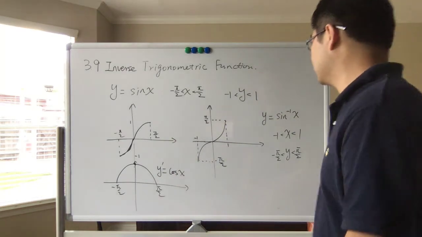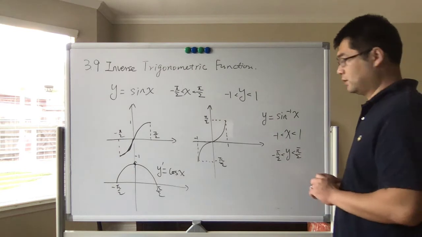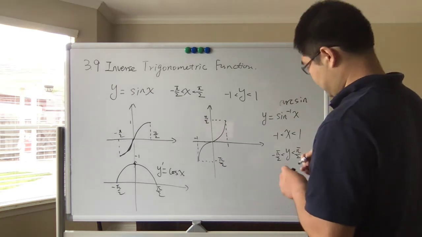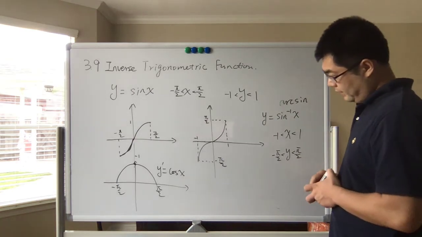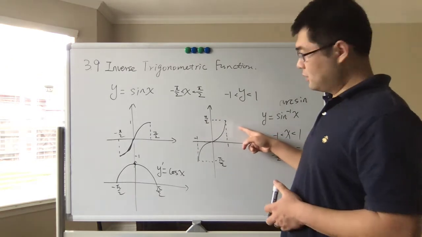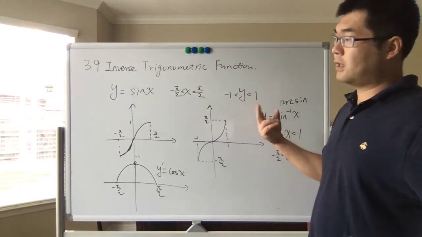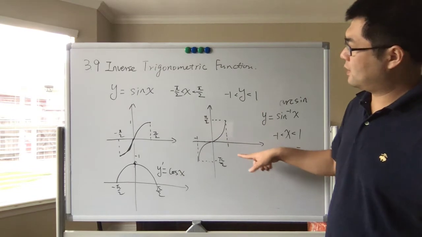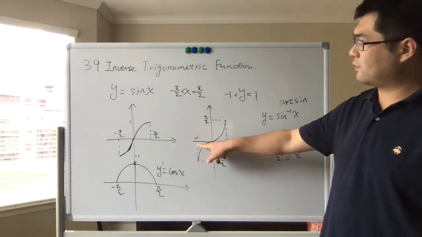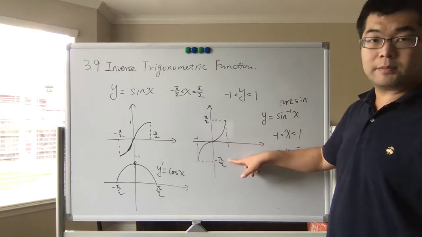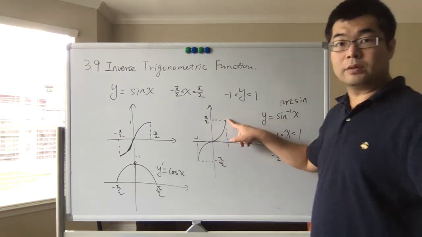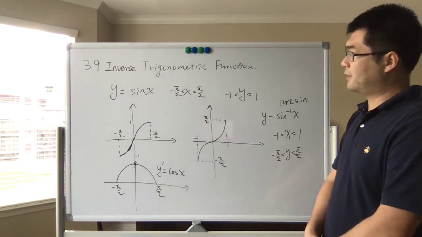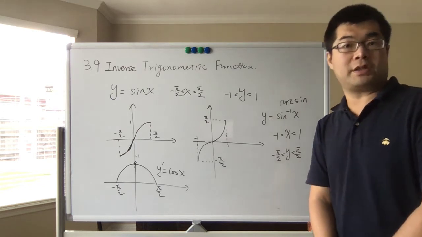Let's think of the inverse as sine inverse or arcsine. This is just a notation, and the graph is going to look like this. Remember, for a function and its inverse, the domain becomes the range and the range becomes the domain. So the domain for the inverse function is from negative 1 to 1, and the range is from negative pi over 2 to pi over 2. Those are the presets, and this is the graph for sine inverse, or arcsine.